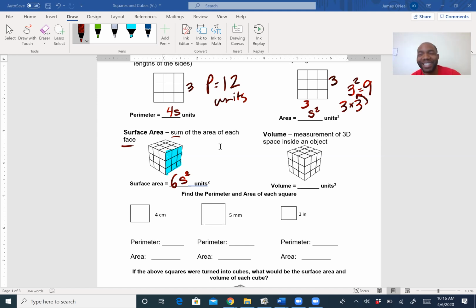All right, great. Smiley faces. Okay, don't be smiling just to be smiling. Be smiling because you really understand that there are 6 faces and it's the area of each face.